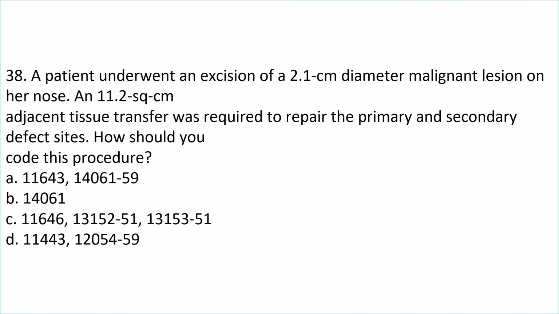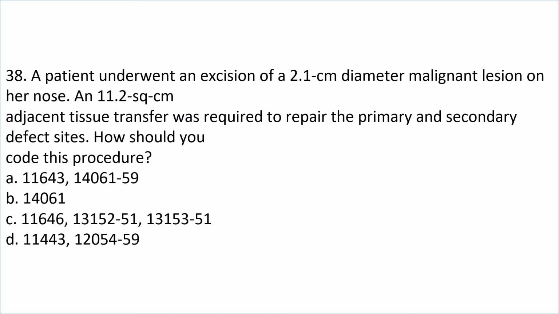Let us take one more question. A patient underwent an excision of 2.1 centimeter diameter malignant lesion on her nose, and 11.2 square centimeter adjacent tissue transfer was required to repair the primary and secondary defect. How should you code this procedure? Remember, for the ATT, defect 1 plus defect 2 is equal to ATT. We do not code the excision, and that's why we can eliminate all the wrong options, because 11643, 11646 and 11443, these are the excision codes.